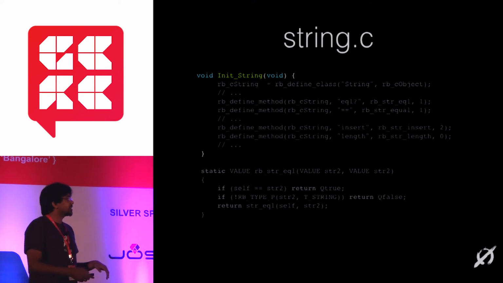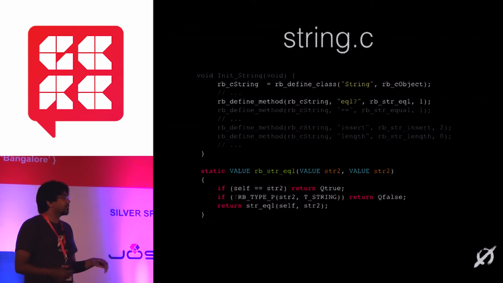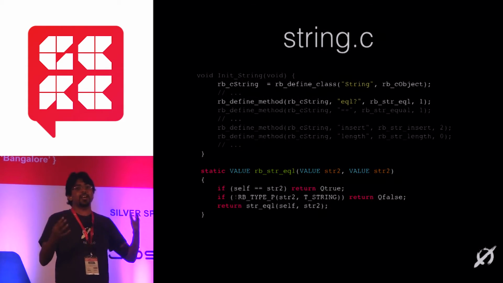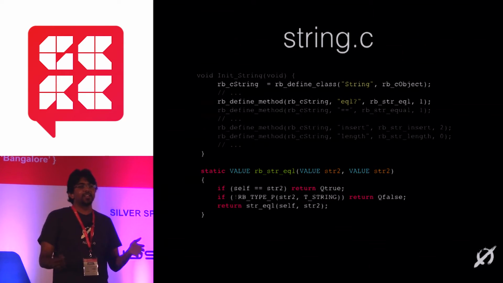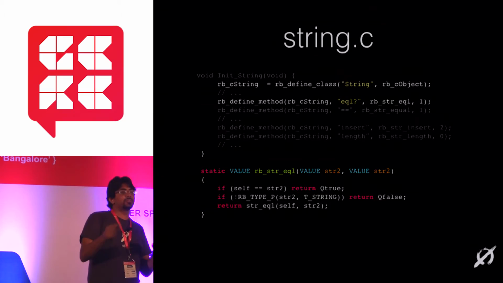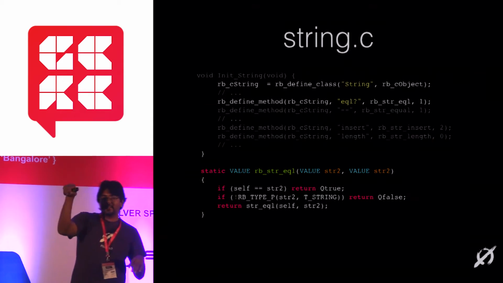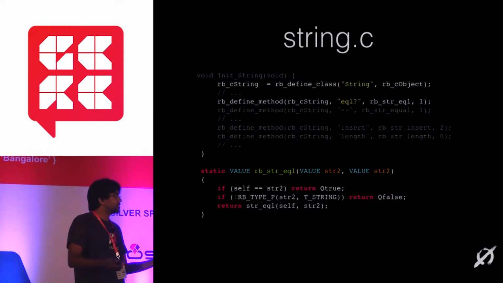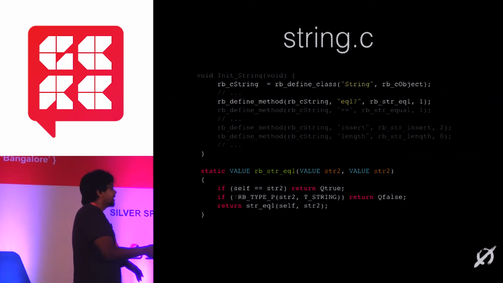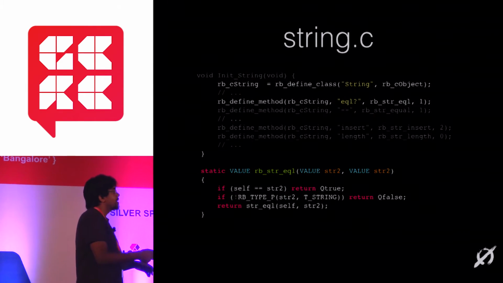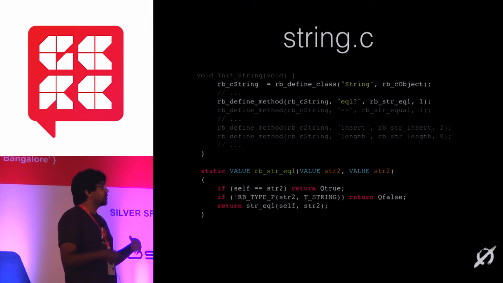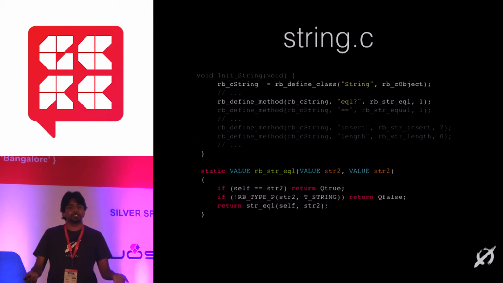The first thing I'm going to do over there is I'm going to say rb_define_class. I'm going to define a class called String, which inherits from Object, right? That's exactly equivalent to class String < Object. Nothing complicated there. I'm storing this in a variable called rb_cString. And then I'm going to define a method on rb_cString called eql?.